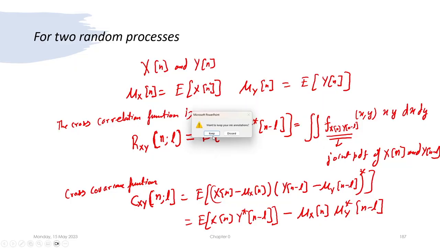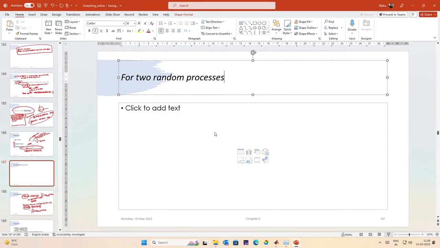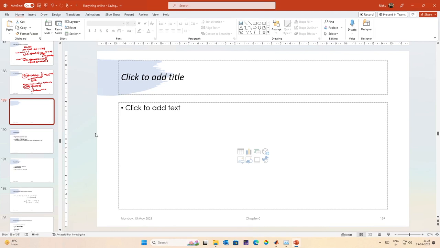The only thing is that with these basic definitions in mind, in the next lecture we will look at two properties of random processes. They are stationarity, and the second is, and these are the two properties that will help us simulate these random processes later.